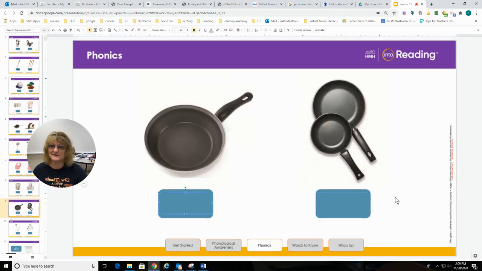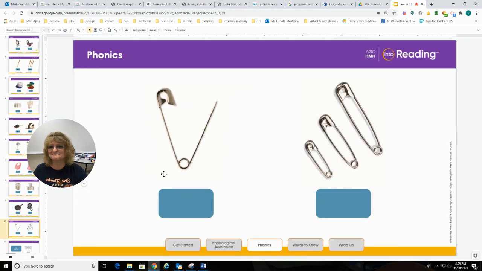Okay, let's try this one. I have a pan, and pan. Now, that's one, but I need to do my magic and change it to more than one. What do I do? I add that ending S, and I got it. Pans. Oh, I heard that Z again.